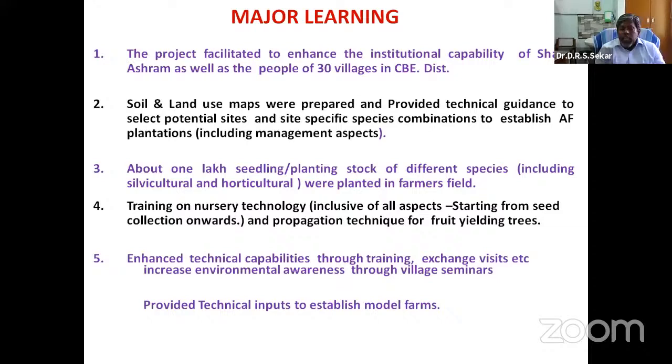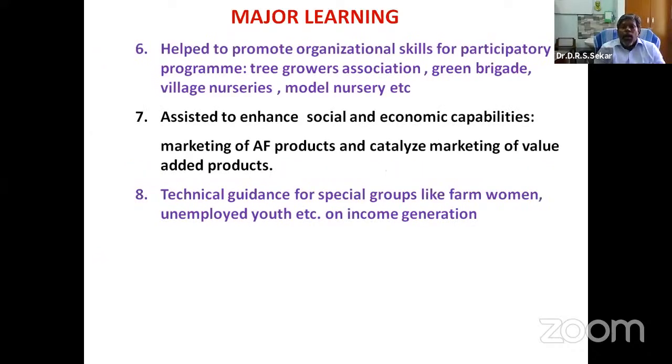Enhanced technical capabilities through training and field training were given. We helped promote organizational skills, particularly participatory rural appraisal programs and tree grower associations, to bridge the gap between all the essential groups, and started creating village nurseries with a modern outlook, like polytunnels and shade nets, and their maintenance. Clonal technology and cloning material handling were also taught to them. There was technical guidance for specific groups like women and unemployed youth. These two important categories were targeted.